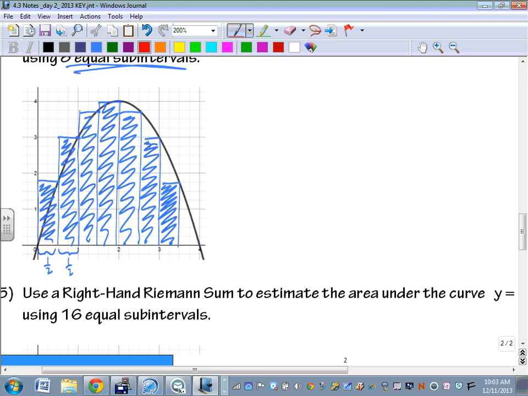Now we're going to go through the process of finding the area of all these and adding them up, but not doing it all by hand exactly. We're going to set some things up, and then we're going to look at how to do it with a calculator.